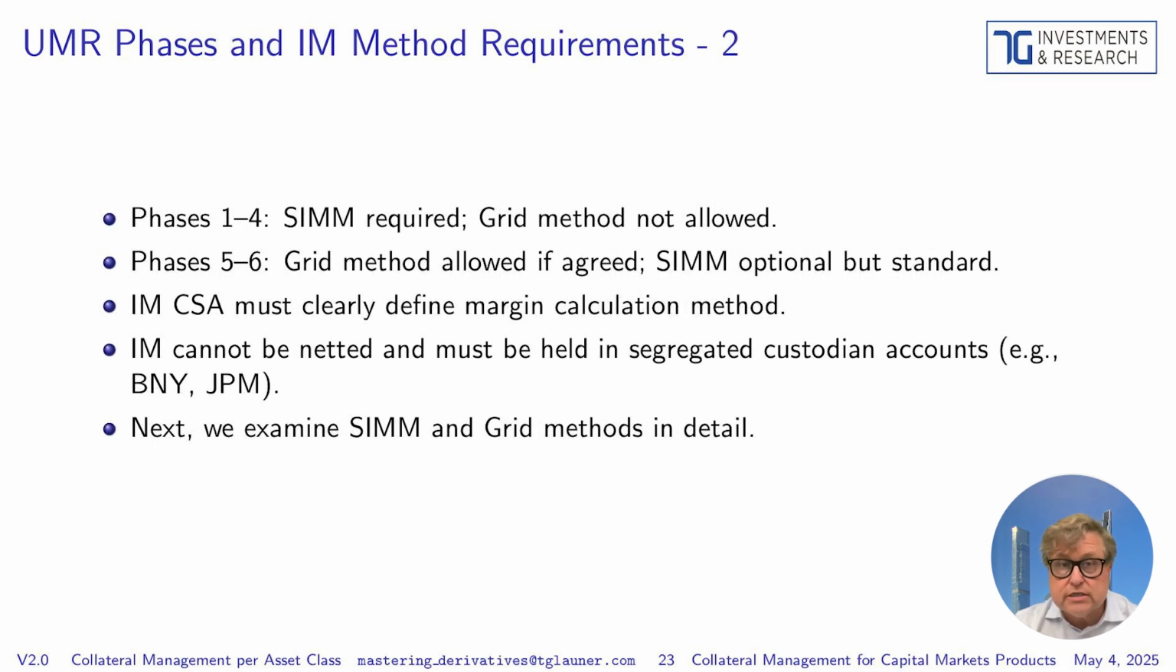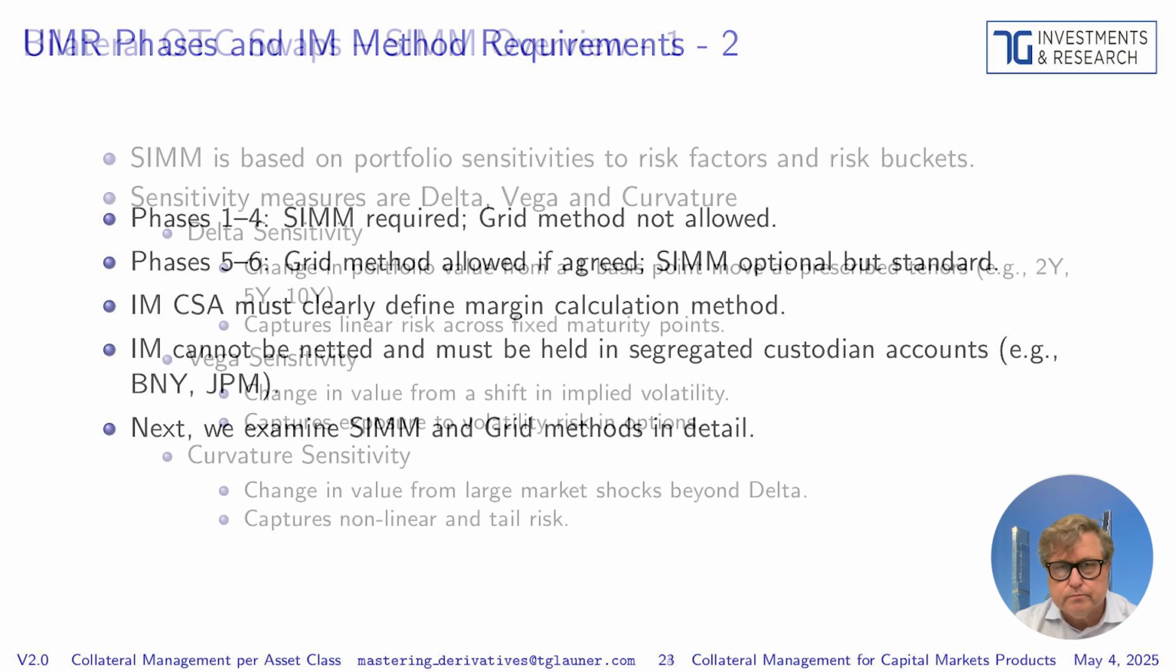In the earlier phases, up to phase 4, use of the SIM model was mandatory and the grid method was not allowed. In later phases, such as phases 5 and 6, the grid method became permissible if both parties clearly agreed to it bilaterally. Custodians hold initial margins separately for each party, without netting the two amounts, to ensure full protection in the event of bankruptcy. SIM remains the industry standard, and we will now discuss it in more detail.